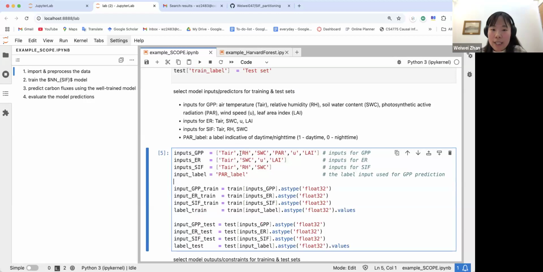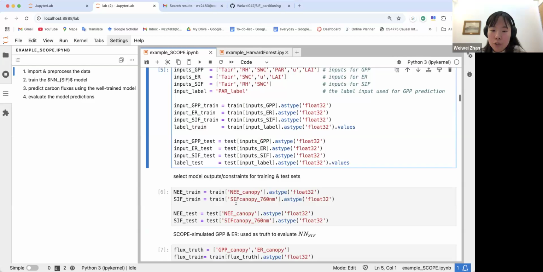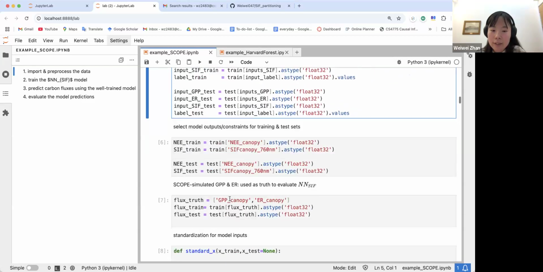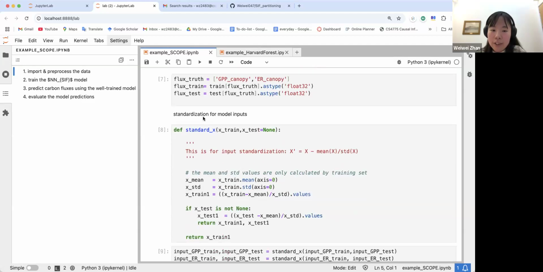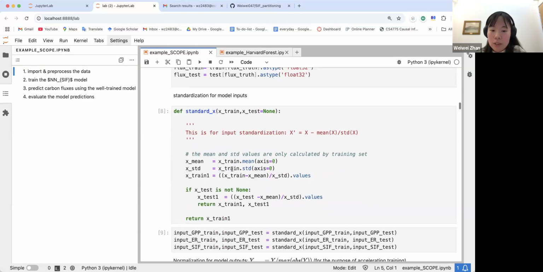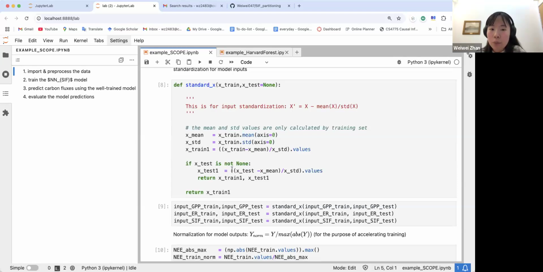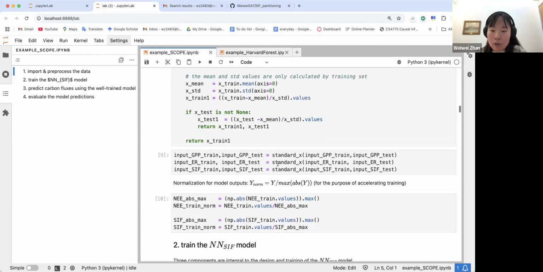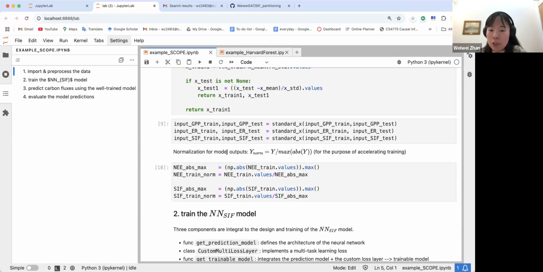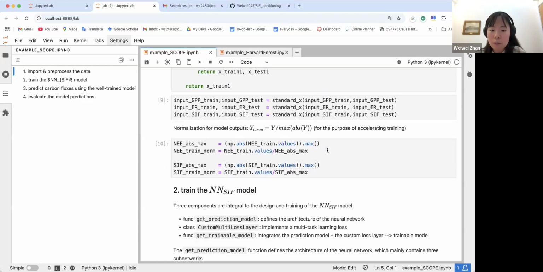And then we select model inputs, basically predictors for GPP, respiration, and SIF for training and test sets. And we also select model outputs for training and test sets. And then we do a standardization for the model inputs to make them have a 0 mean and a variance of 1 to facilitate training. And we similarly also normalize our model outputs, NEE and SIF, by the maximum value of their absolute values, because then the absolute magnitude will be scaled to 0 to 1. This will enable fast convergence of the model.